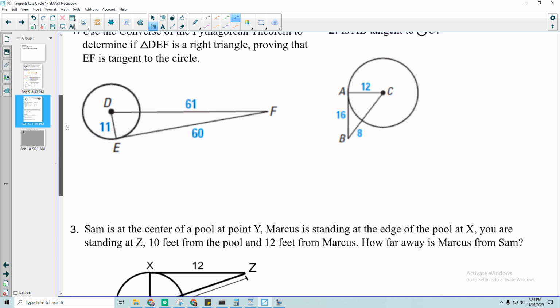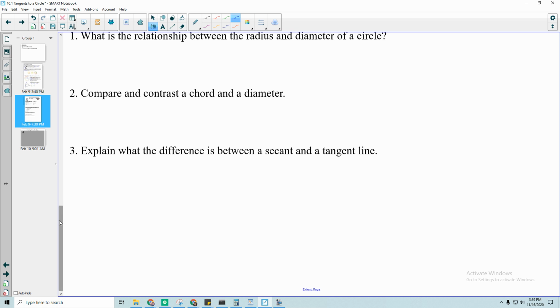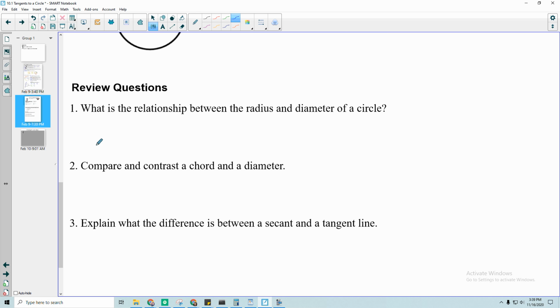So we'll skip those problems for right now, but just to review, take a moment, pause the video, see if you can answer these 3 questions, and then we'll go over them right after that. So what is the relationship between the radius and diameter of a circle?